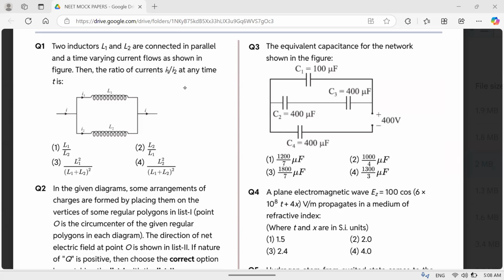Two inductors L1 and L2 are connected in parallel and a time varying current flows as shown in the figure. The ratio of the current I1 by I2 at any time is how much? These two are in which combination, beta? L1 and L2 are in which combination? One above the other, they are in parallel combination. In parallel combination, what is happening, beta? EMF of both are the same.